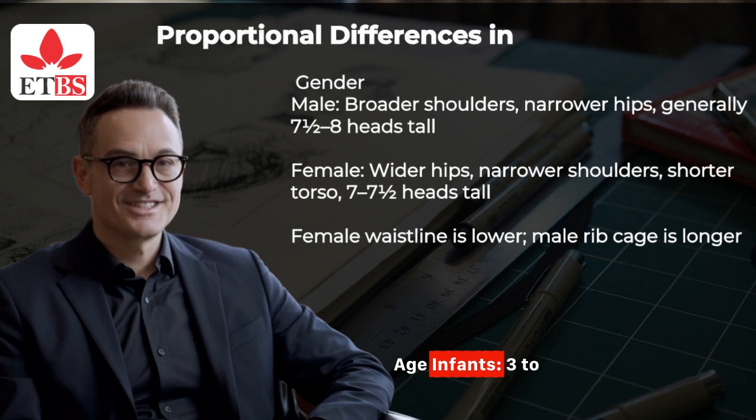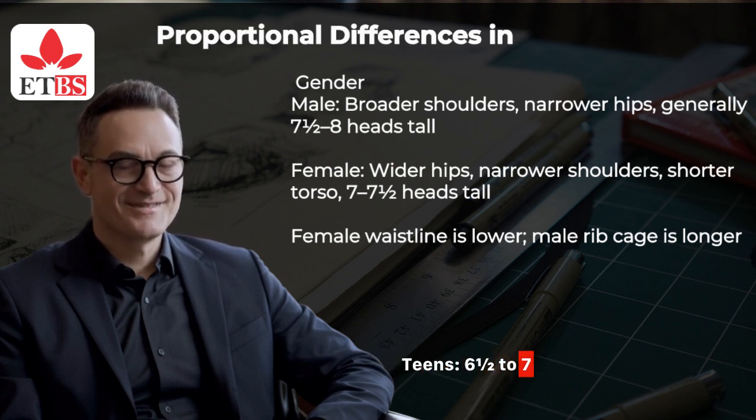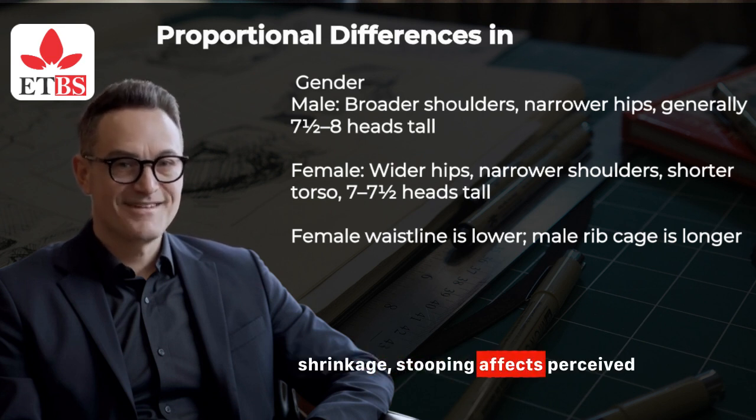B, age. Infants, 3 to 4 heads tall. Children, 5 to 6 heads. Teens, 6.5 to 7 heads. Adults, 7.5 to 8 heads. Elderly, slight shrinkage, stooping affects perceived height.